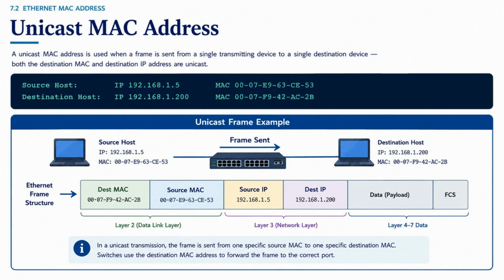Unicast is the simple one-to-one case, a single source device sending to a single destination, both MAC and IP addresses unicast on both ends. Walk the example addresses on screen and the frame structure diagram showing dest MAC, source MAC, source IP, dest IP, and data fields in a clean single path.